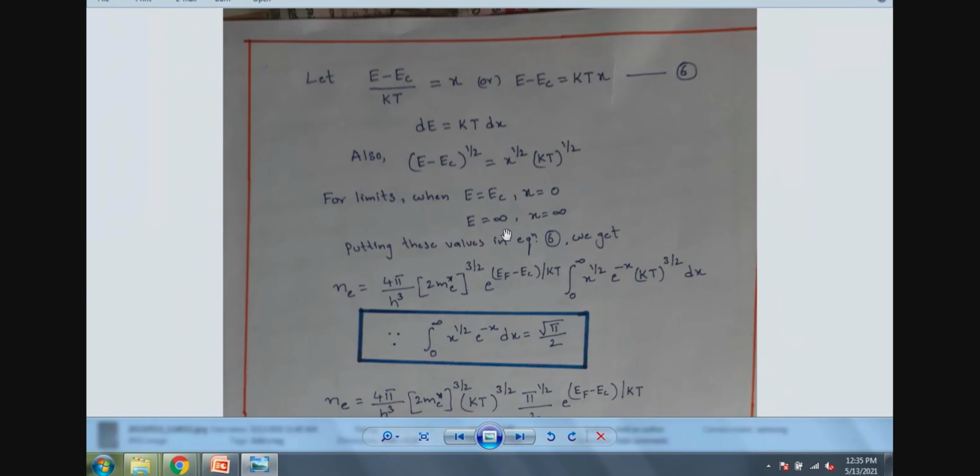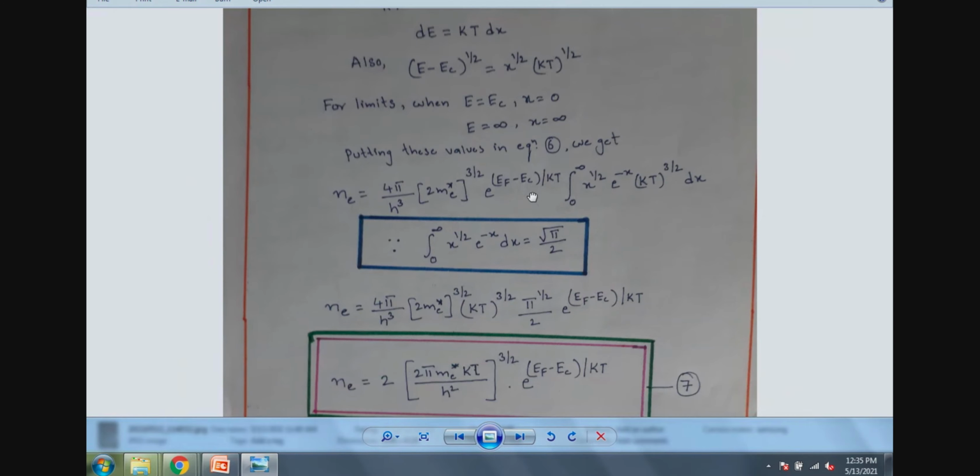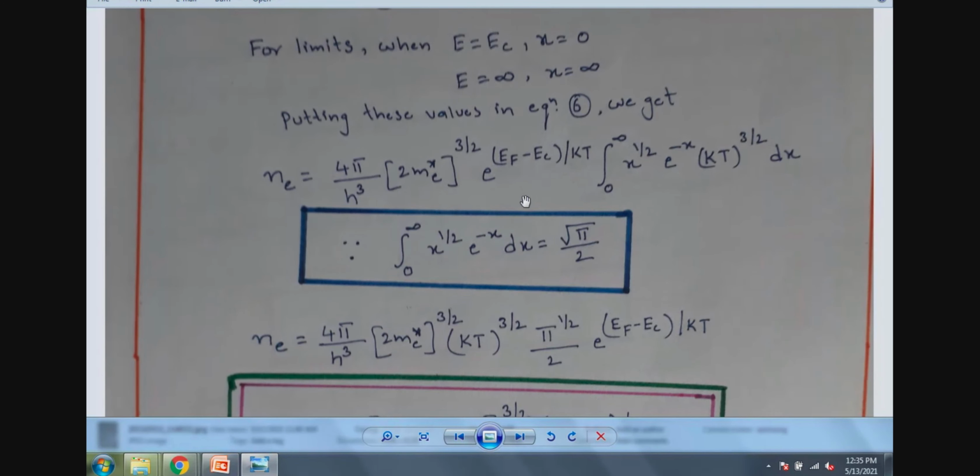So what you get here, okay. So here what you get, 4 pi into h cube into 2m to the power of 3 by 2 e to the power of ef minus ec by kbt. So here limits change, that is ec to infinity is there. So you're putting from 0 to infinity. So what becomes here, x to the power of 1 by 2 into e to the power of minus x into kt to the power of 3 by 2 into dx.